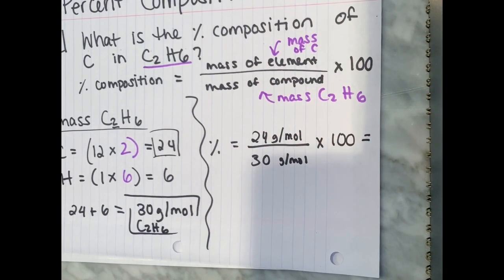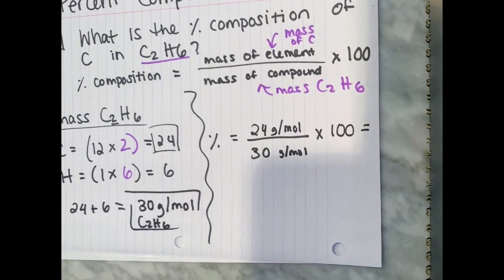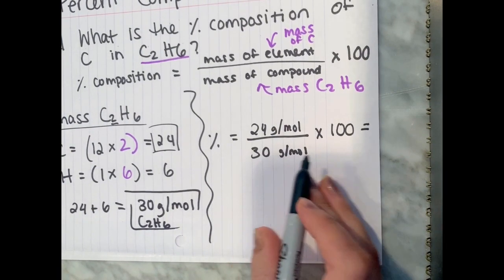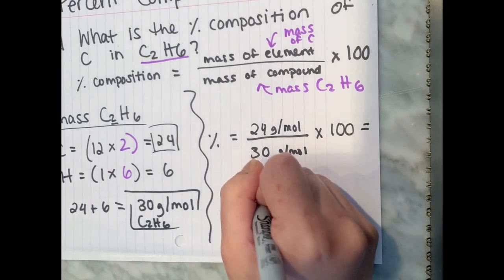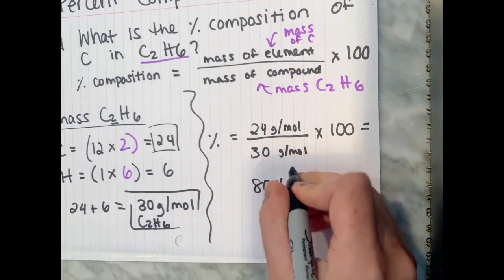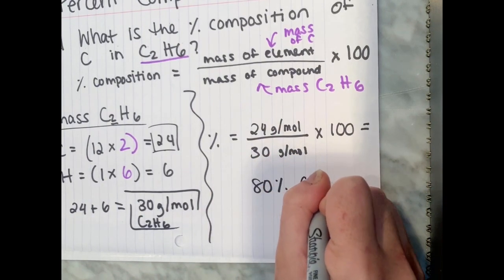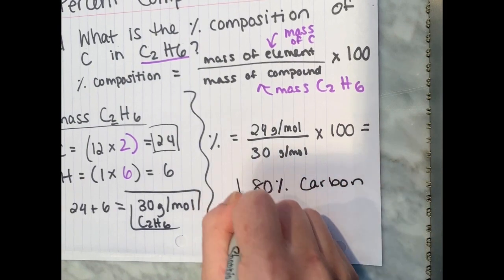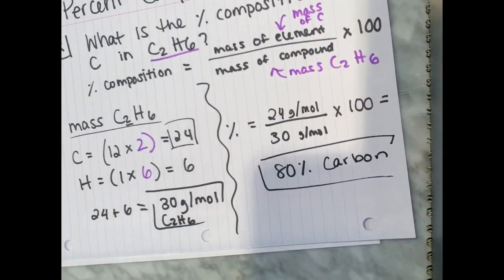So 24 divided by 30, you can plug that into your calculator, times 100 will give you 80% carbon, okay? So that's the percent composition of carbon.